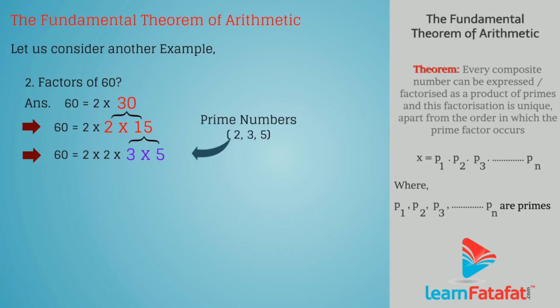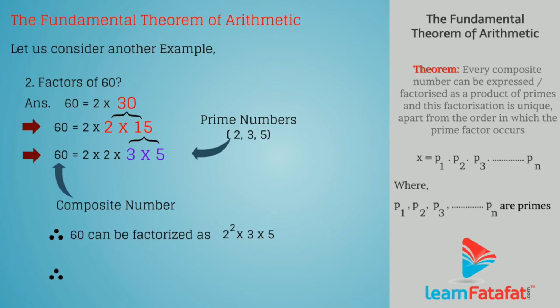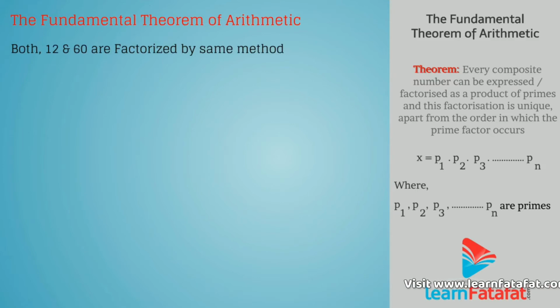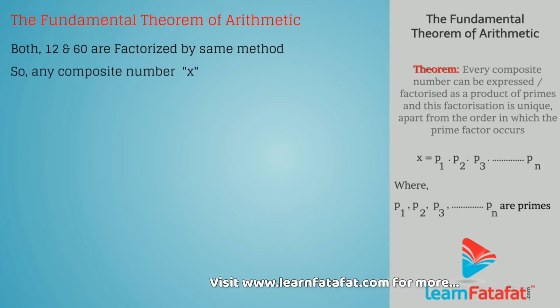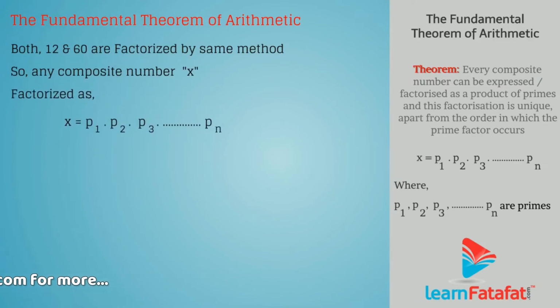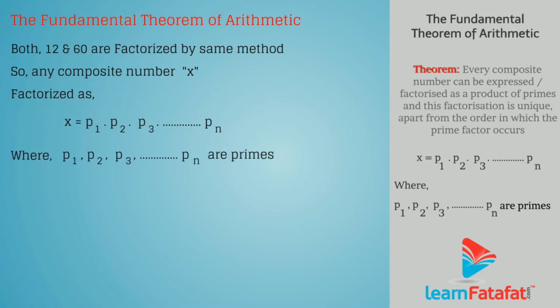In this example, 2, 3, 5 are prime numbers and 60 is a composite number. 60 is factorized as 2 squared into 3 into 5. That is, a product of powers of primes. Both 12 and 60 are factorized by the same method. So we can say that any composite number x can be factorized as x is equal to p1, p2, p3 till pn, where p1, p2, p3 till pn are primes.